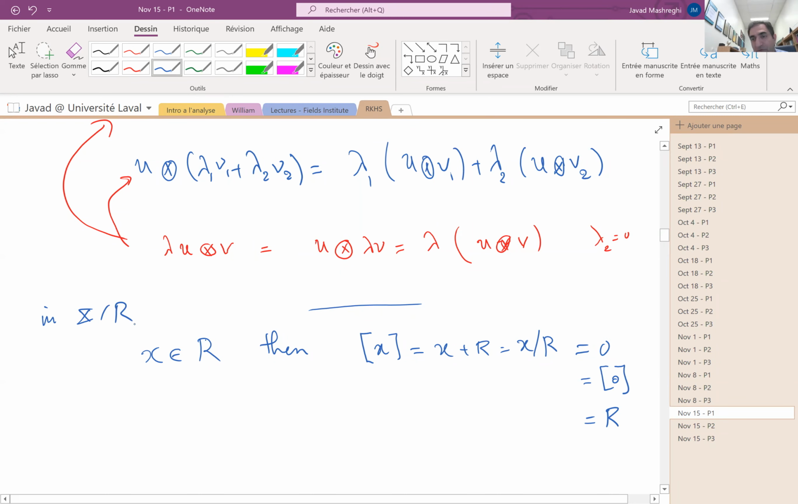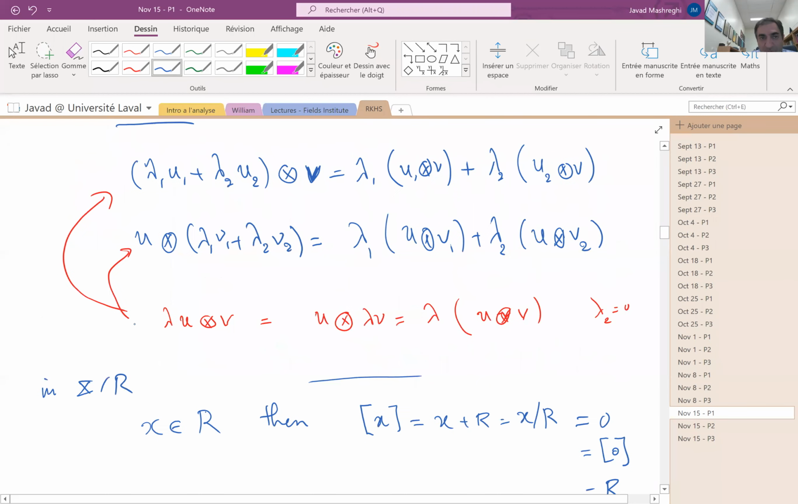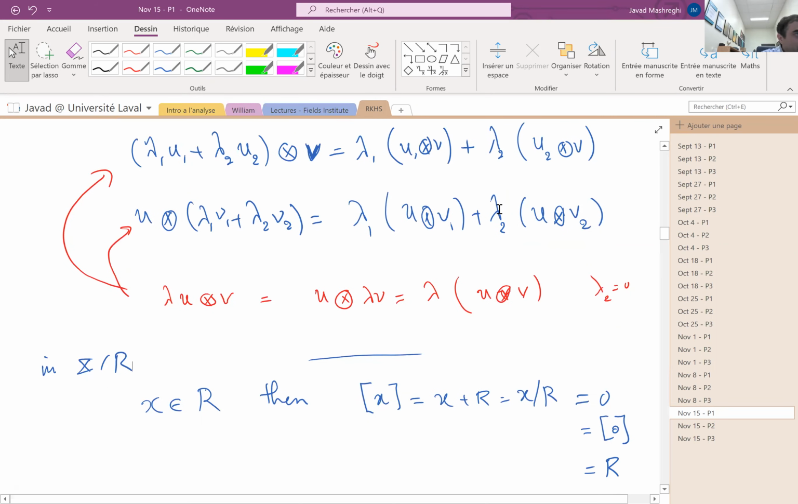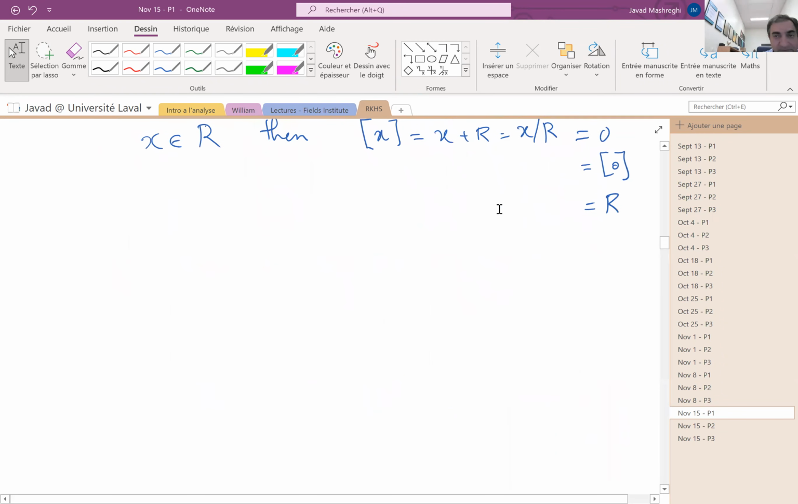So to show that, for example, this is equal to this one, this is a coset, that's another coset, it's enough to show that the difference is in R, and that's the way it is done. So that's the proof.